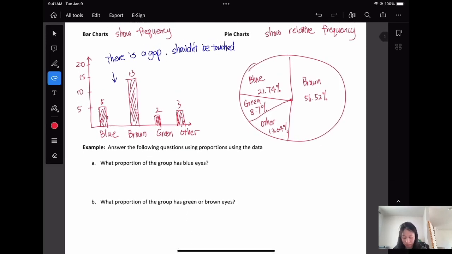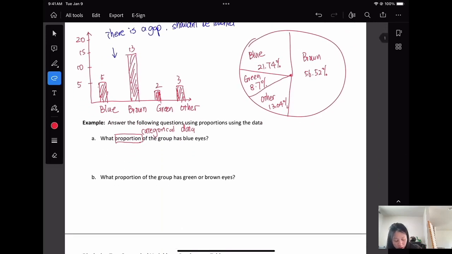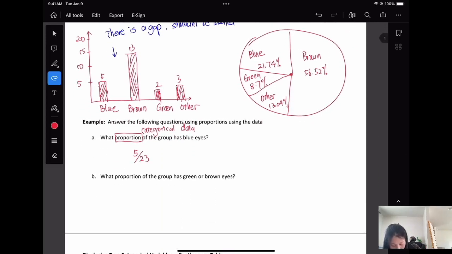Next one is: what proportion of the group has blue eyes? Remember that when it comes to our notation, if it's categorical data, we will use proportion. If it's numerical data, we want to investigate the mean or average. So the proportion here is 5 people out of 23 people have blue eyes. Or we can say 21.74% of people have blue eyes.